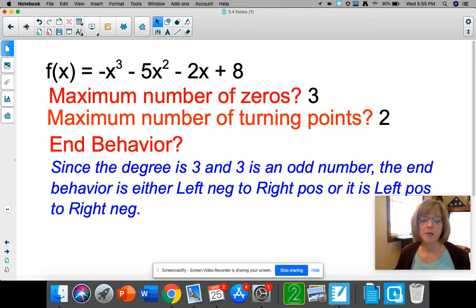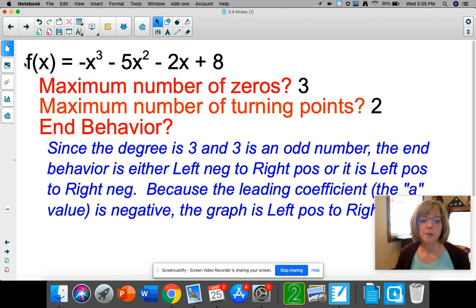And how about the end behavior? Well, it's an odd degree, so it's either going to be left negative to right positive, or it's going to be left positive to right negative. So here's where we look at our leading coefficient. Our A value is negative, which means it's opposite of just the plain old x cubed graph. And the plain old x cubed graph starts negative. Well, the negative in front of our x cubed here means we're going to flip it across the x-axis. So our graph is going to start on the left side positive and end down here on the right side negative.